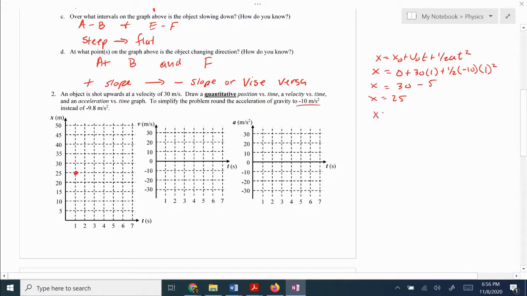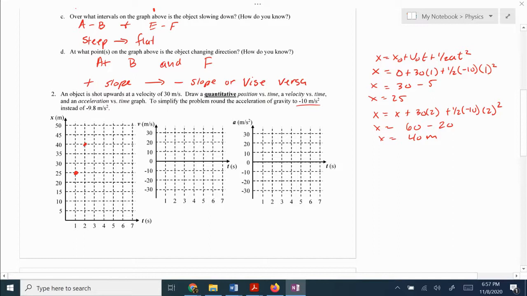And then I'm going to do the same thing, but with 2 seconds. That's going to be 60, for 2 squared is 4. 4 times -10 is -40 times 1/2, that's -20. So it's going to give me 60 minus 20, which is going to give me 40 meters. So plot here 40 meters.